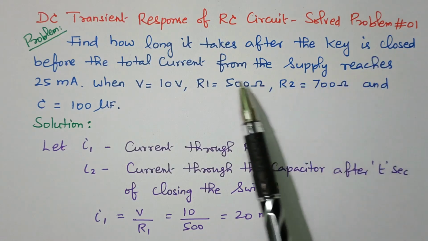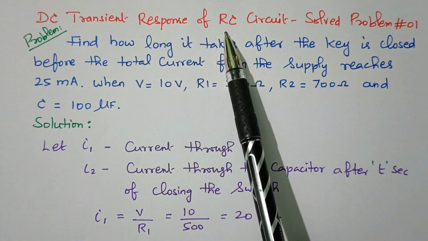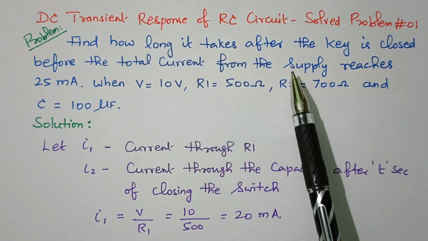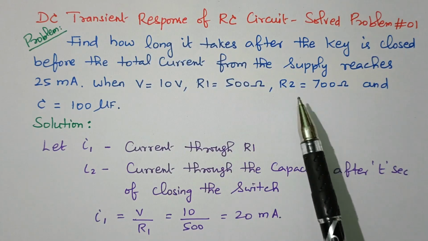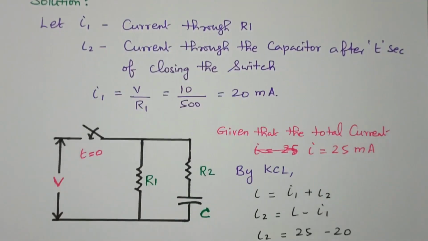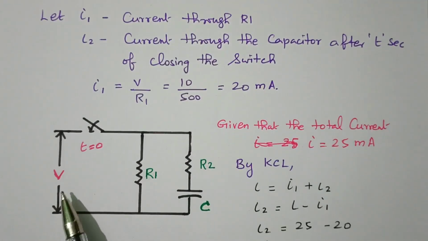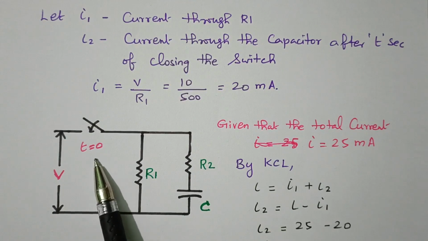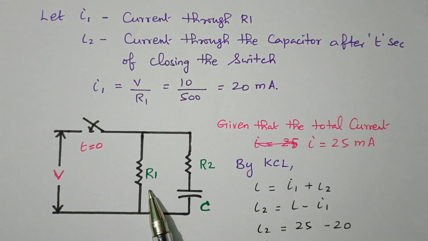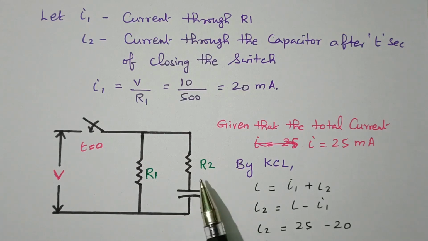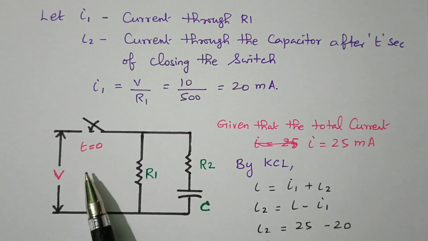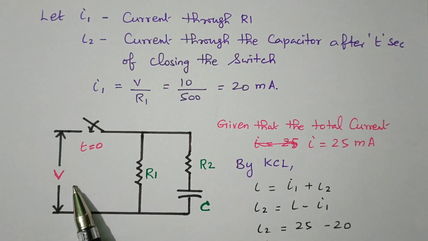Now we'll go to the topic DC transient response of RC circuit, resistance and capacitance. The first problem. First we will refer to the circuit diagram. Supply voltage V, the switch is available and R1 is connected across the supply. R2 and C are connected in series. The problem is we need to find the time taken to reach the current of 25 milliampere from the supply.